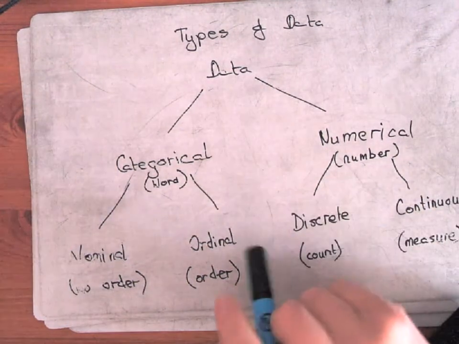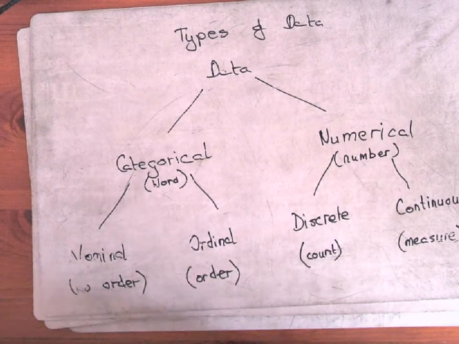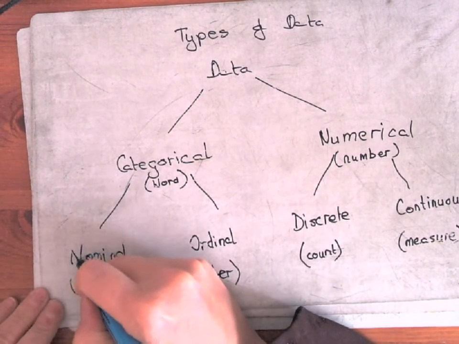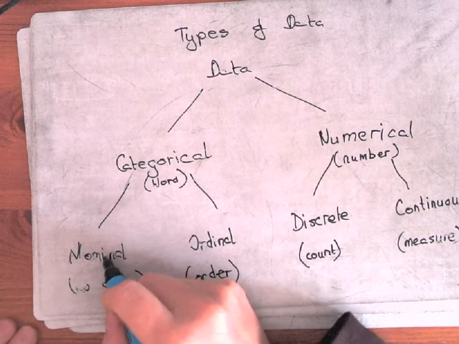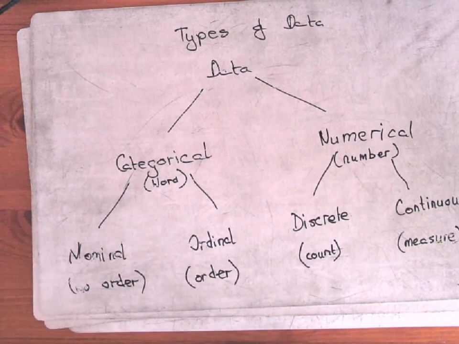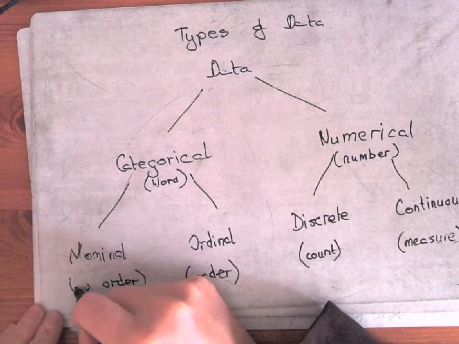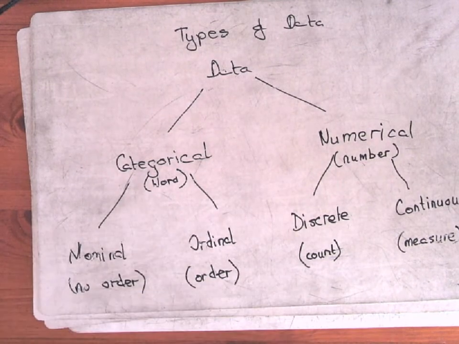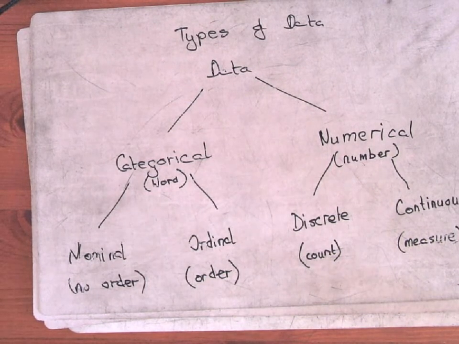Categorical can be further divided into nominal or ordinal. Nominal means you can't put the words in order. Alphabetical order does not count. So nominal means you can't put it in order. For example, what colour eyes do you have? I have blue, I have brown, I have grey. There's no order. You can write blue first, and someone else might write brown first, etc.